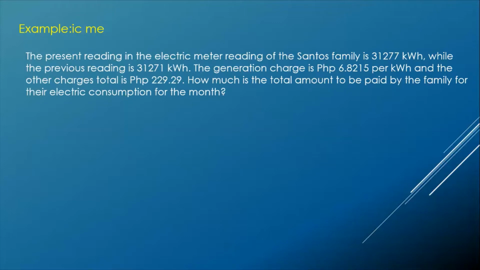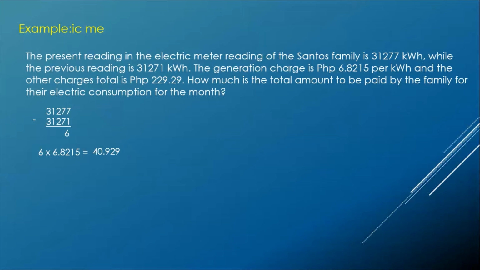So as what you can see, we need to subtract the present reading and the previous reading. So we have here the present reading, which is 31,277. Subtract it with the previous reading, which is the 31,271. So when you subtract them, we got the answer of 6 kilowatt hour. Okay, so after we find out the kilowatt hour, the consumption of the family for that month, we will multiply it with the charge of the electric company, which is 6.8215 per kilowatt hour. So 6 times 6.8215, the answer is 40.929.